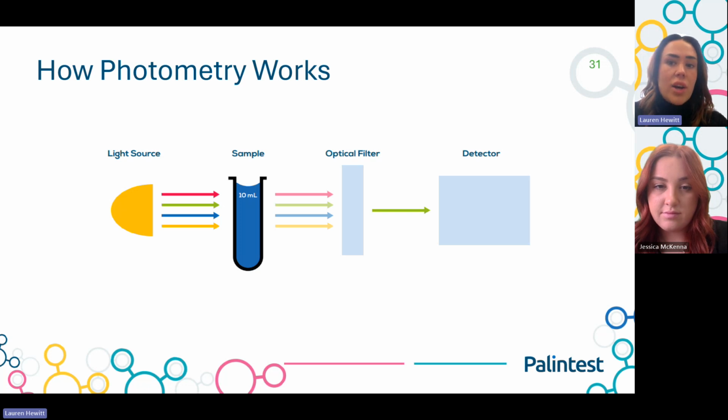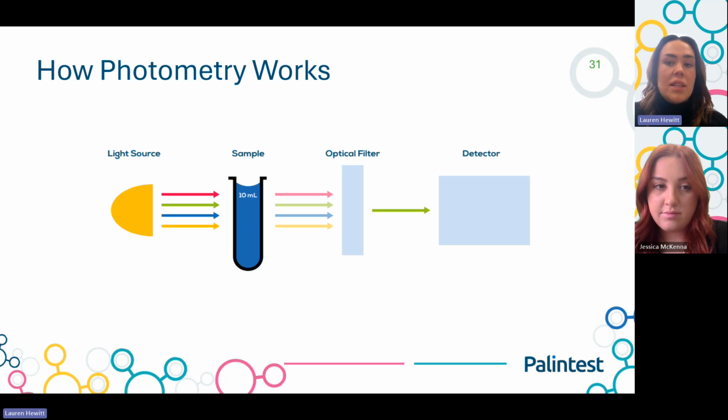Initially, all wavelengths of light come out of the light source. These are reduced to a single wavelength using an optical filter which hits the detector. The detector is like a counter, counting the photons that hit it. The amount of light that hits the detector is known as a %T, or percentage of light that is transmitted from the light source to the detector.